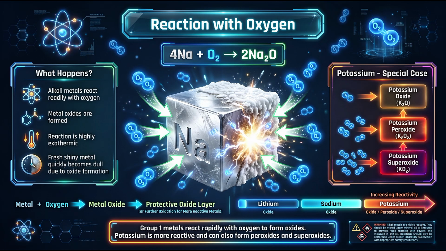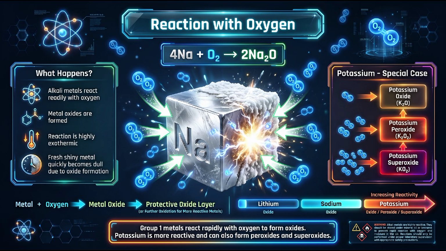Lithium reacts with oxygen to form mainly lithium oxide: 4Li + O2 → 2Li2O. Sodium reacts primarily to produce sodium oxide: 4Na + O2 → 2Na2O. Although sodium oxide is the main product under controlled conditions, sodium can also form sodium peroxide when excess oxygen is available.